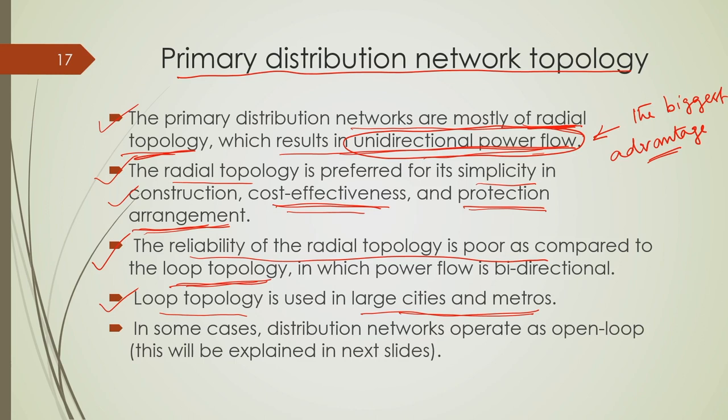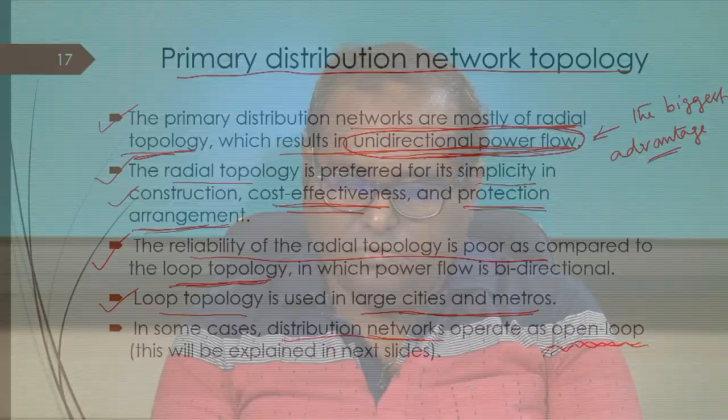but mostly in rural areas and most parts of the country, distribution networks, even in small cities and even cities also, we have the radial distribution network, radial topology. And sometimes these distribution networks, as I said, are having loop topology, but they are operating as open loop. Okay. So, why do they operate as open loop? Because open loop means it is eventually a radial network. Okay. So, even though you have the flexibility of this loop topology, it is operated as radial. Okay. So, this is called open loop configuration.